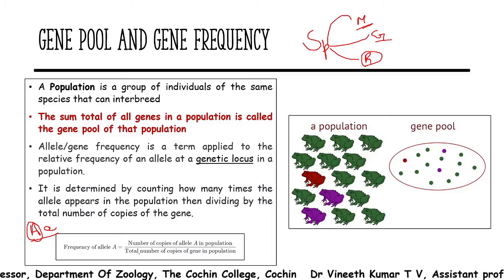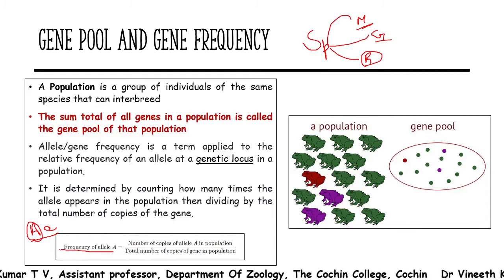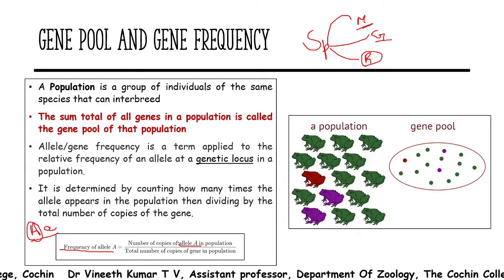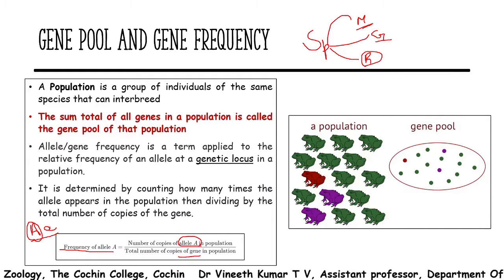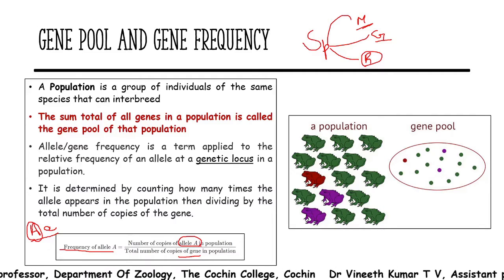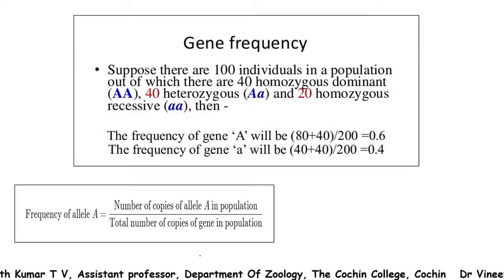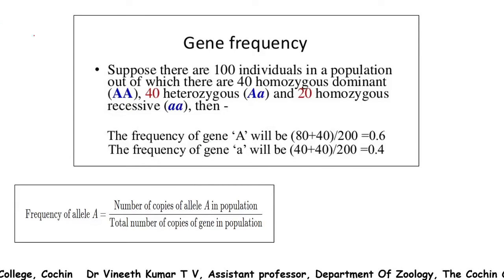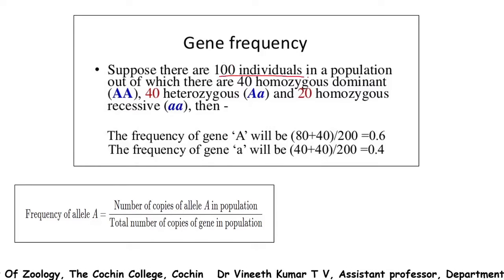To determine the frequency of this one, I need to have the number of copies of allele A in a population, which will be divided by the total copies of genes in the population. We'll consider an example so that this might be more clear in the next slide. Suppose you are having 100 individuals in a population.